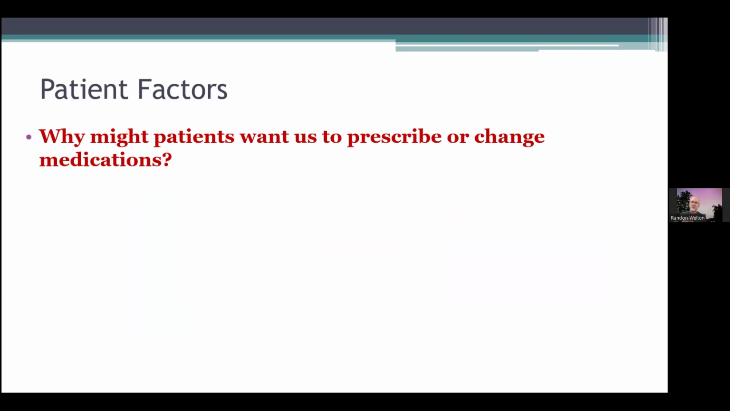There are some times when the patient wants us to prescribe or change medications, and there really isn't good science behind it. Why might they want this? We can either put that in the chat or unmute. What are some of the patient factors that lead us to change medications or start medications, add medications, when there really isn't science behind it? Any thoughts?